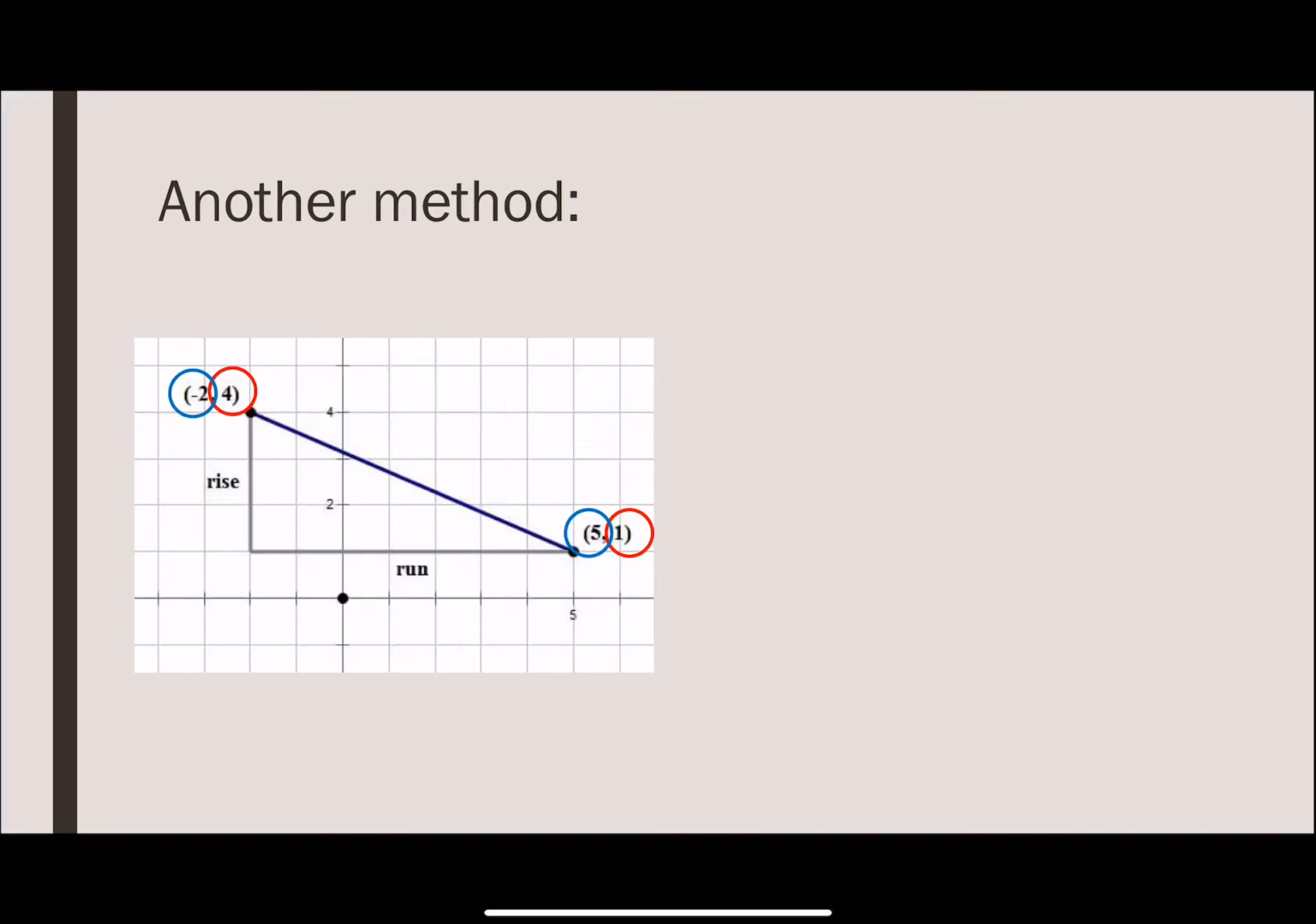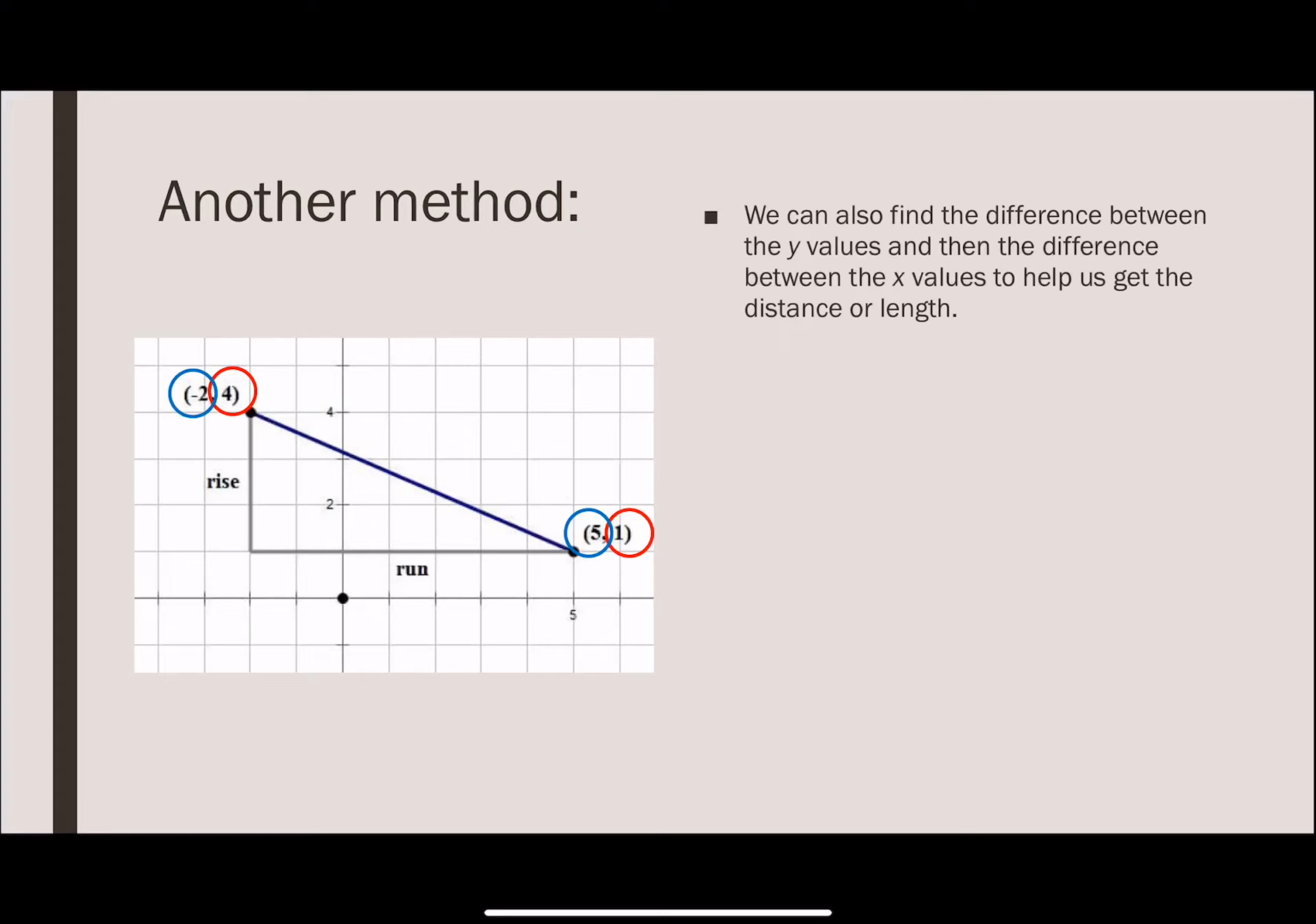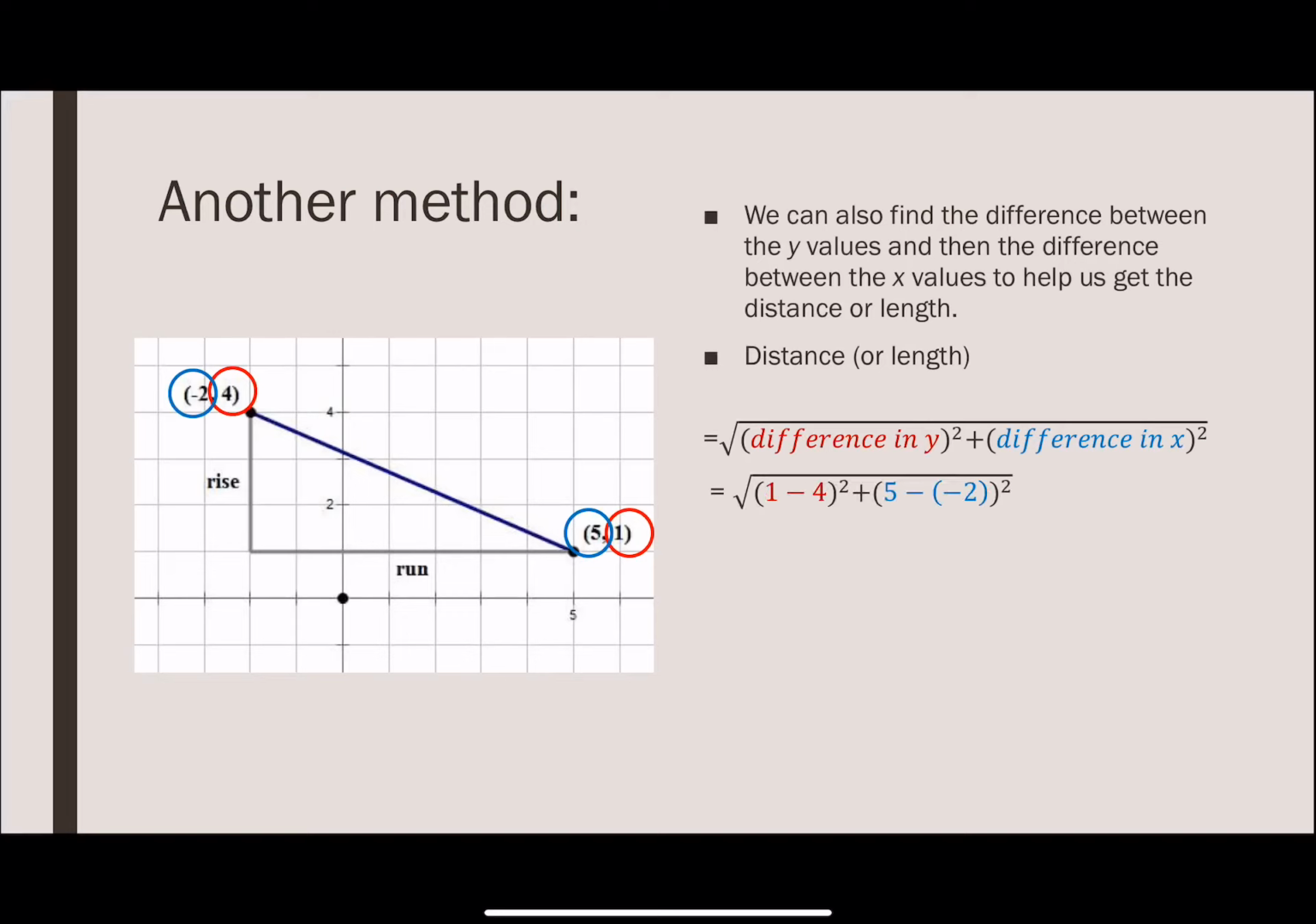Now, what if you do not want to really draw it out all the time? Is there another method? You can actually just go by finding the difference between the y values and the difference between the x values. If you remember, when we did gradient, that is actually the rise and the run. So what we can do is use this formula, which is actually the same, a squared plus b squared, and then you take the square root. So now we will just say difference in y and difference in x.